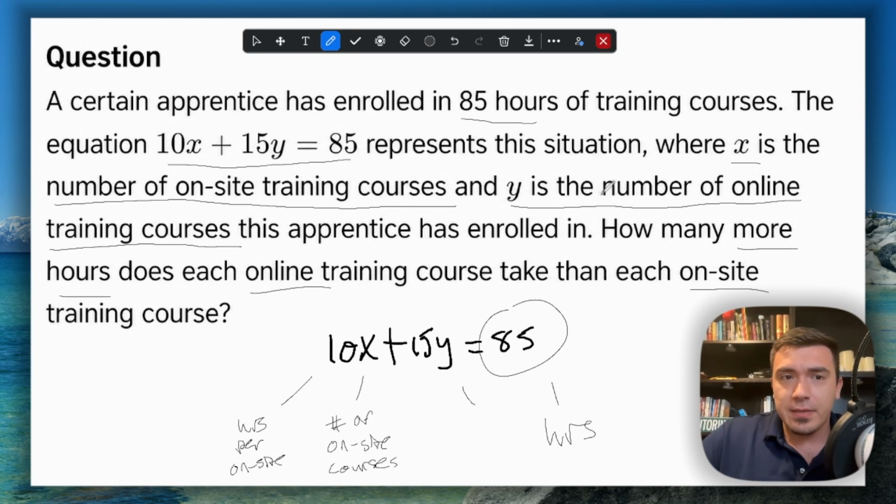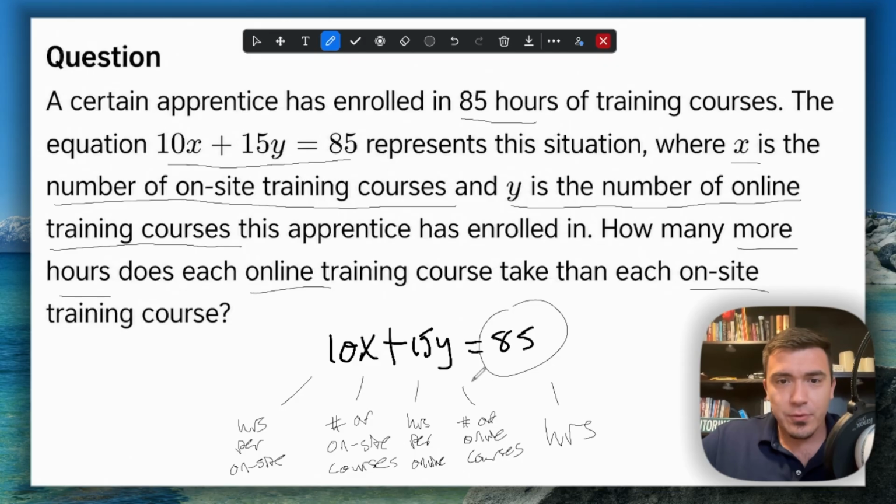I'm going to do the same exact thing over here. y, I am told, stands for the number of online courses. So therefore, the 15 must stand for hours per online course. And it works because hours per online course times number of online courses gets me hours, plus hours equals hours. So everything checks out. Now the question is asking me, how many more hours does each online course take than each on-site course?